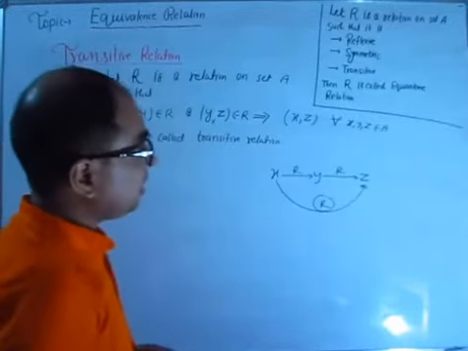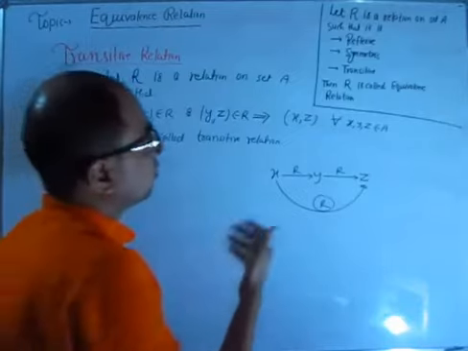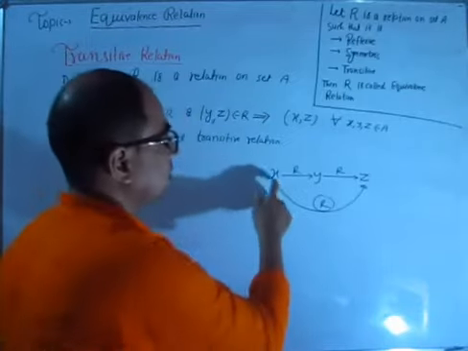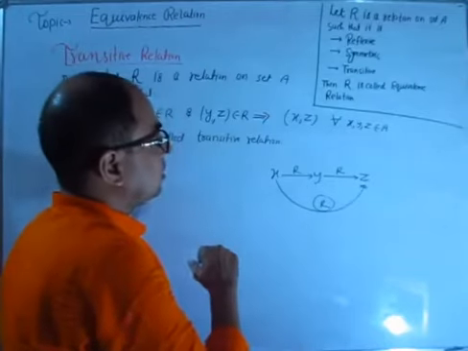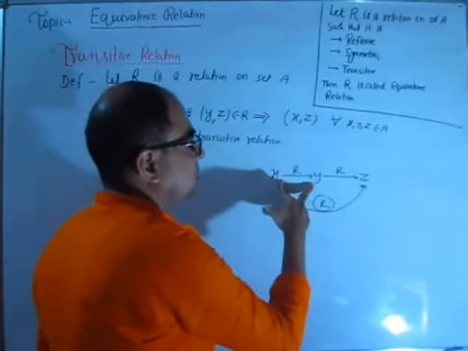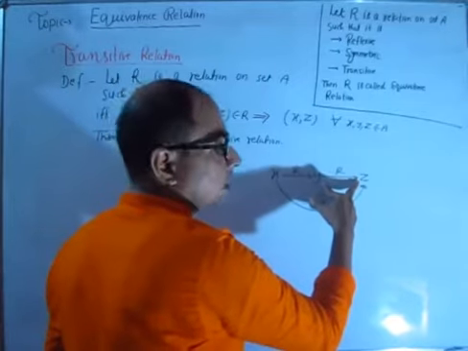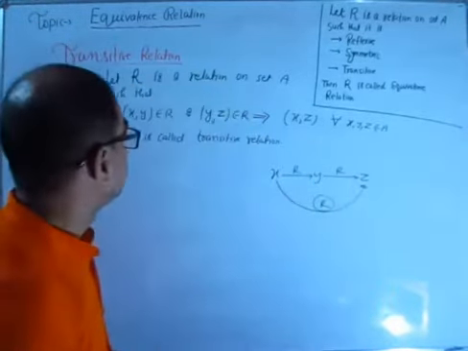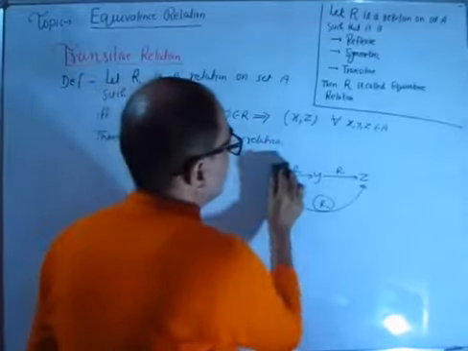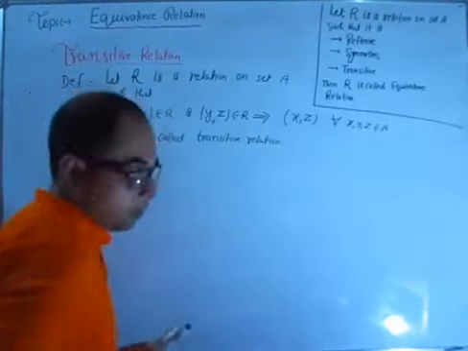It means if you want to prove any relation transitive, you have to consider three elements. Take that X and Y are related to each other, Y and Z are related to each other, and then you have to prove that X and Z are related. This is the meaning of a transitive relation.